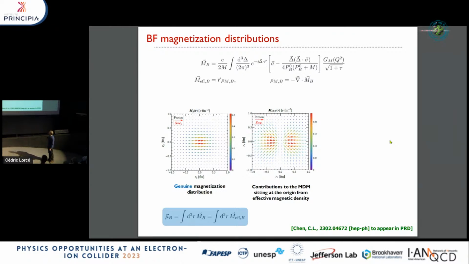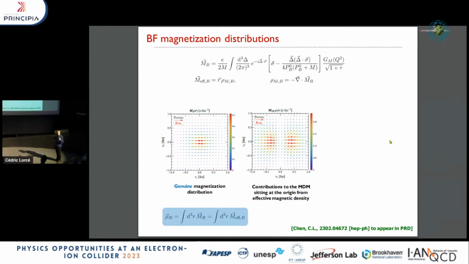Sometimes people will call this the magnetization distribution. I will not agree with that. If I look really at the formula, I would say each arrow here corresponds to the contribution to the magnetic dipole sitting at the origin, because it's r with respect to the origin, originating from the effective magnetic charge density at the points away from the center.